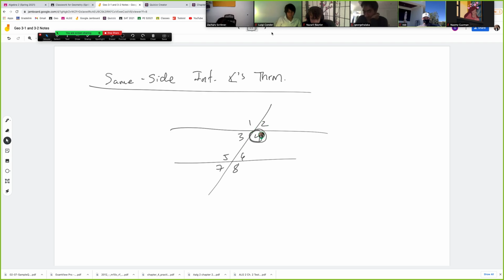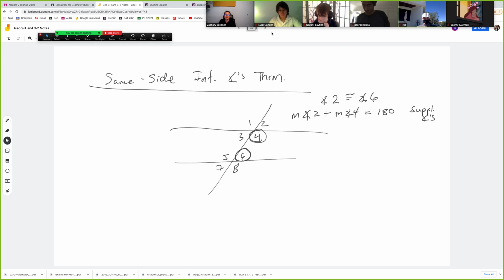So 4 and 6. They are not congruent, but we know that if 2 is congruent to 6, right? And we know that angle 2 plus the measure of angle 4 equals 180. Why? Because of the definition of supplementary angles. Okay? 2 is congruent to 6. Why is 2 congruent to 6? 2 is congruent to 6 because of corresponding angles. Right? Because they're corresponding.